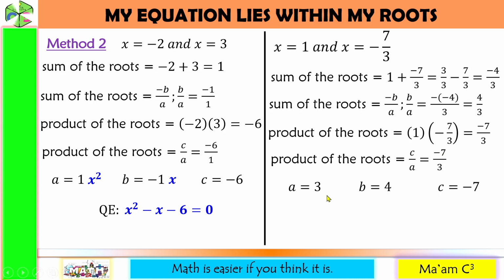Just add x squared for a, x for b, and nothing for c. So the quadratic equation would be 3x squared plus 4x minus 7 equals 0. Again, the same answer that we got earlier.